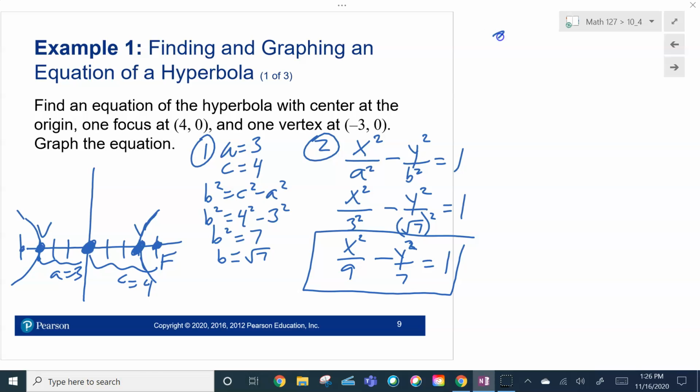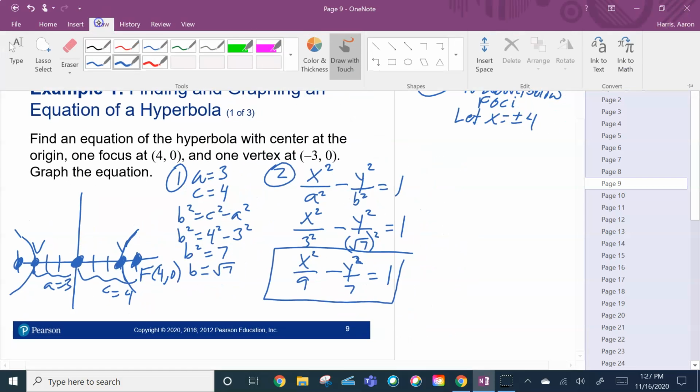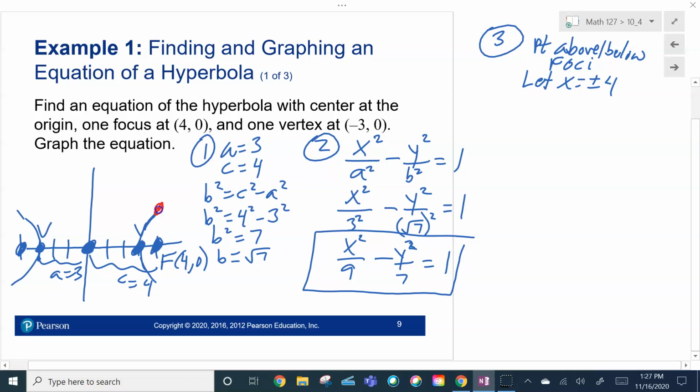Now, how wide is this? And give me another point. First of all, let's find the points, and then we'll talk about how wide it is. I'm sorry, we'll find the asymptotes. So let's find a point above and below the foci. So here's the focus right here at (4, 0), and the other one's over here at (-4, 0). So I'm going to let x be plus or minus 4 so that I can find this point and that point, and that point and that point, right?